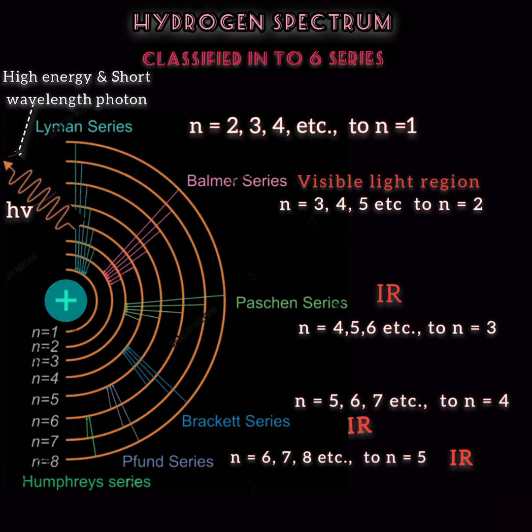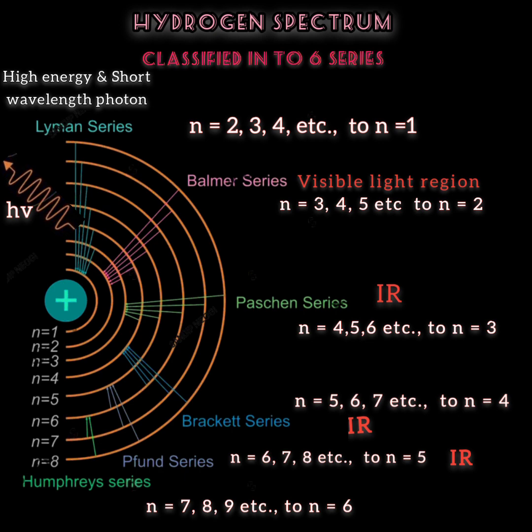The sixth one is Humphreys. In this series, electron transition takes place from higher energy states n equal to 7, 8, 9 etc. to n equal to 6 energy state. All the wavelengths of the Humphreys series fall in the far IR region of the electromagnetic spectrum.